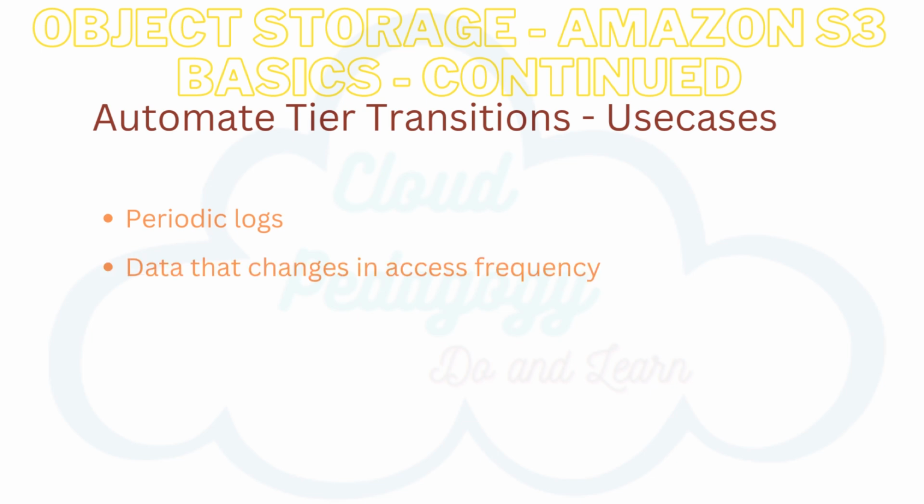Data that changes in access frequency. Some documents are frequently accessed for a limited period of time. After that, they are infrequently accessed. At some point, you might not need real-time access to them, but your organization or regulations might require you to archive them for a specific period. After that, you can delete them.